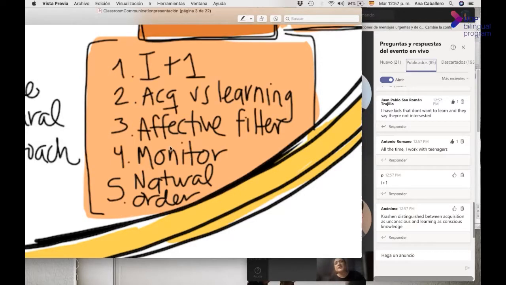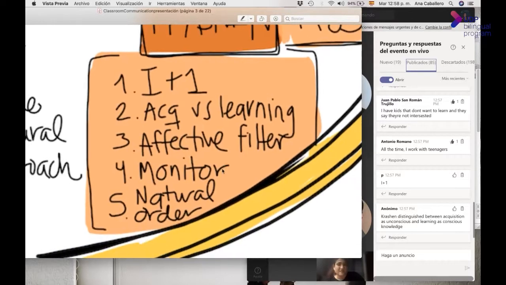Then when we have the monitor hypothesis, I call it our Pepe Grillo. Did you ever see Pinocchio?